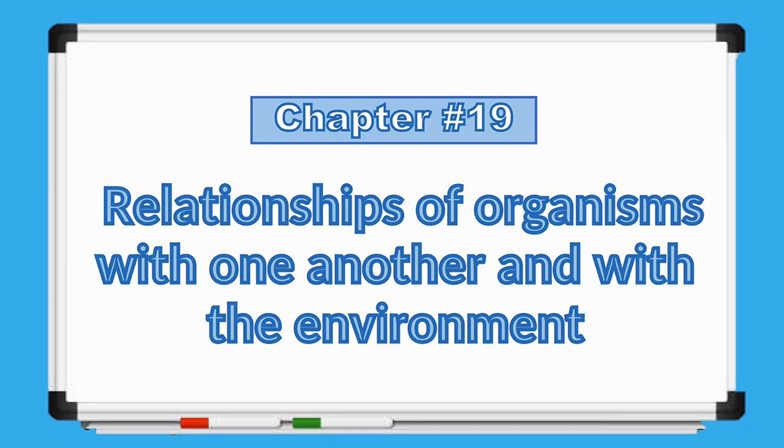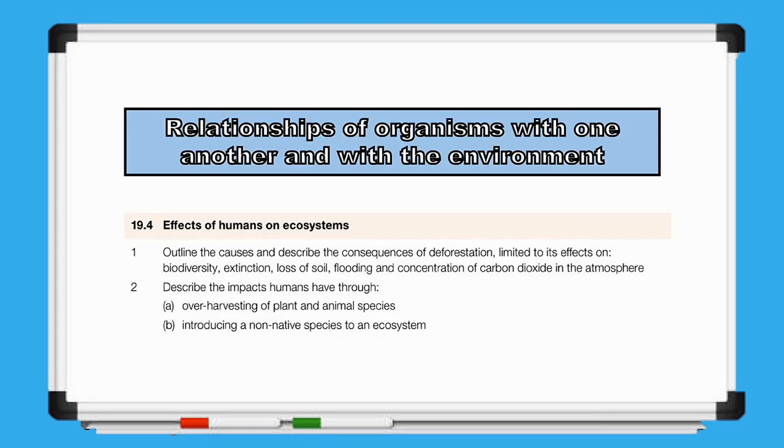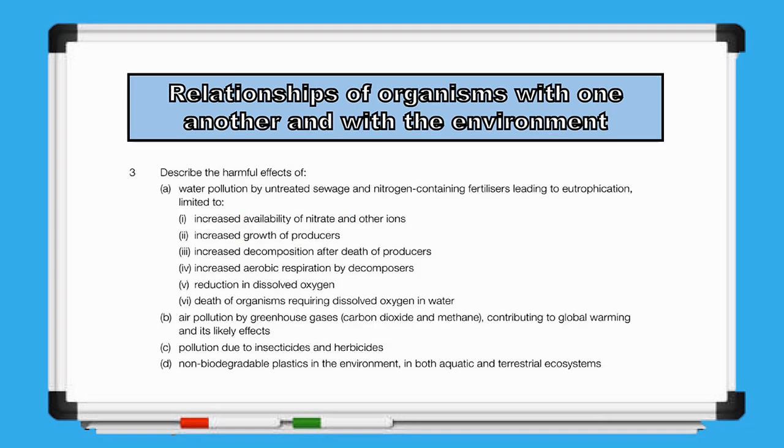We are continuing with Chapter 19, Relationships of Organisms with One Another and with the Environment. In today's lesson, we will begin Unit 19.4, Effects of Humans on Ecosystems. Throughout this unit, we will work through each syllabus specification one at a time, explaining every concept in a simple, logical, and easy-to-understand way. So, let's begin.